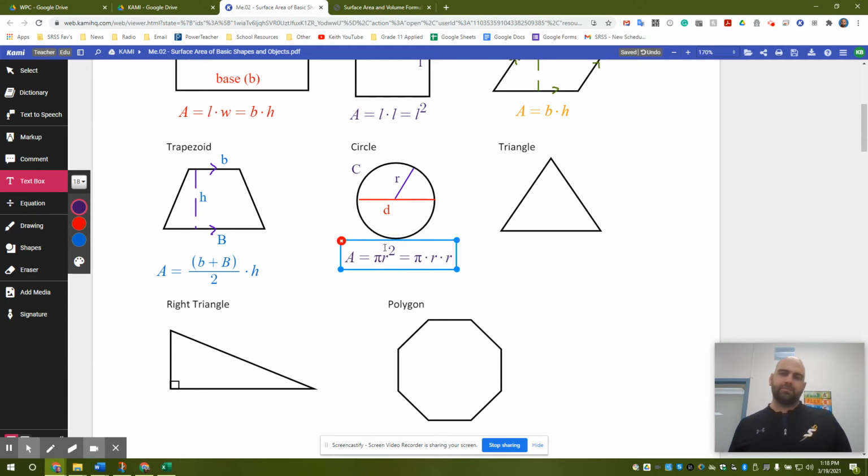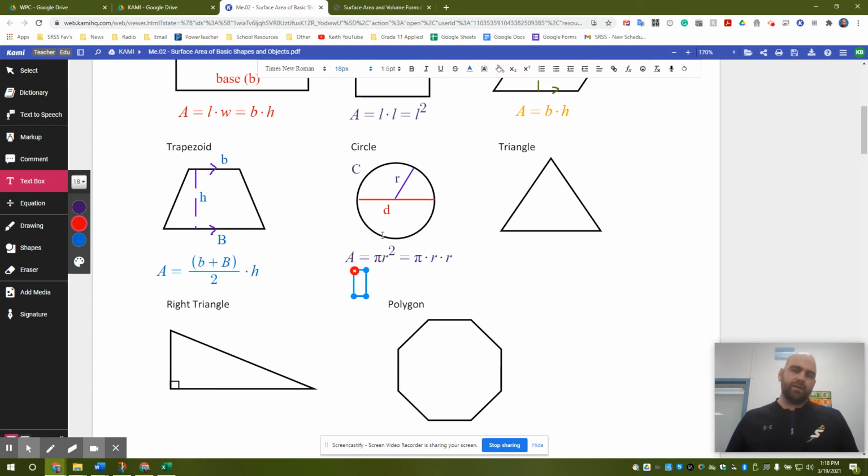It's our pi symbol, which you can see on your calculators, or you can recognize as being 3.14, times the radius squared, or the radius times radius. Okay, it's not radius times 2, it's radius times radius. Be very careful about that.